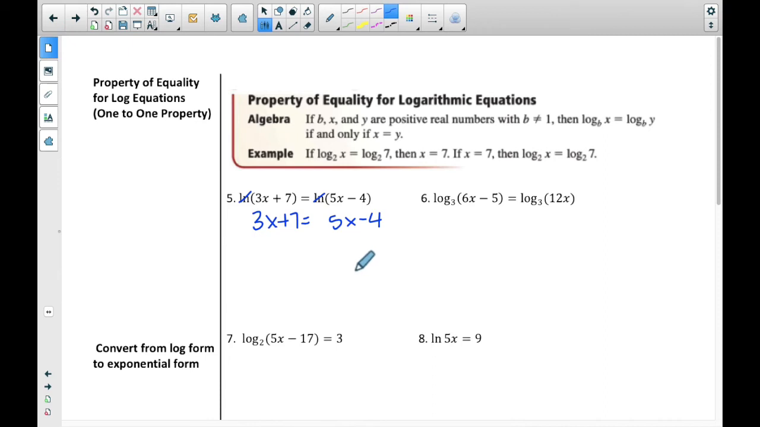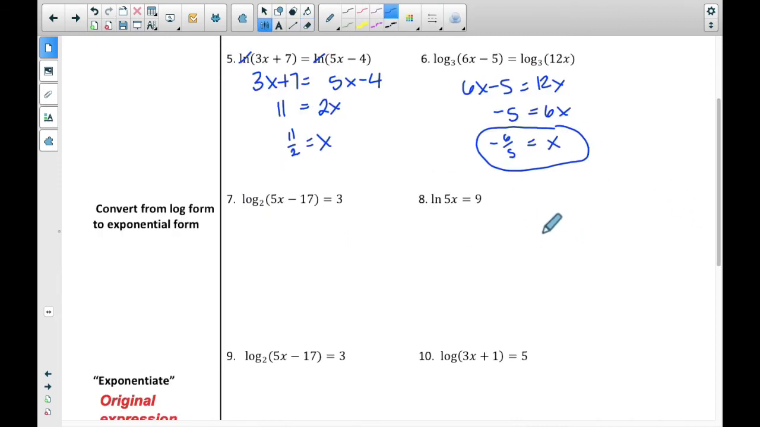And so now I have a really easy equation that I can solve. And so I get 11 over 2. All right, similar here. Again, they have to be the same base. If they're not the same base, it's not going to work. If this was like log base 7 and this was log base 3, it would not work. But this is going to be the same method as the last one. And so we get negative 6 over 5.